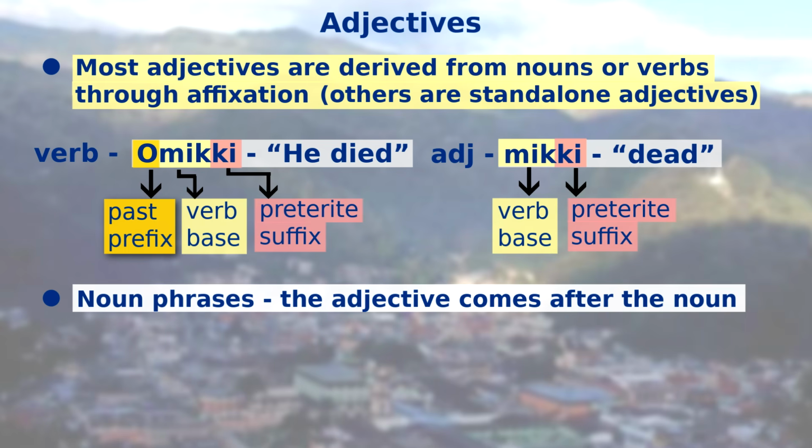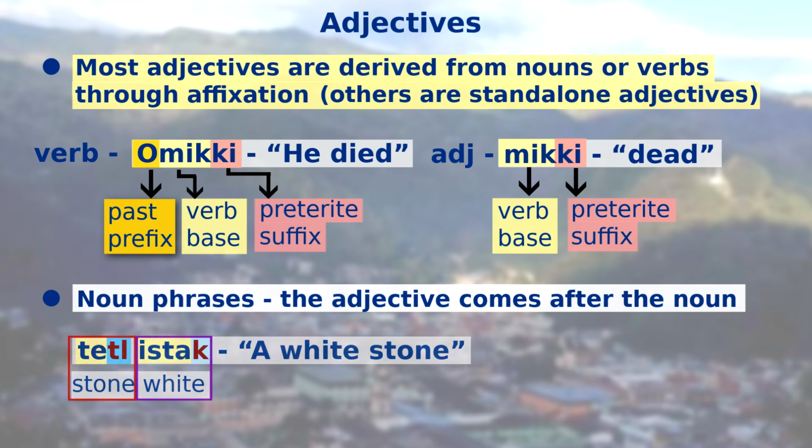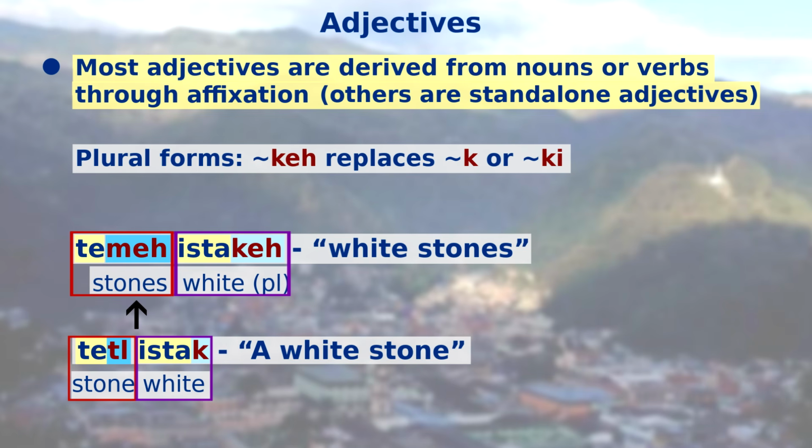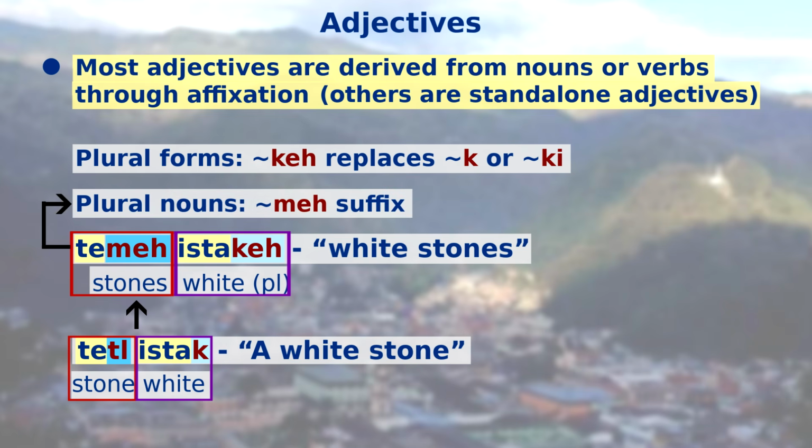In a noun phrase, the adjective usually comes after the noun. Tetl istak. A white stone. But it can come before the noun for extra emphasis. The plural forms of adjectives usually have the suffix ke, which replaces ka or ki. Teme istake. White stones. Here we see that the plural noun can take the plural suffix me, which is normally used for monosyllabic noun stems and those ending in a vowel.